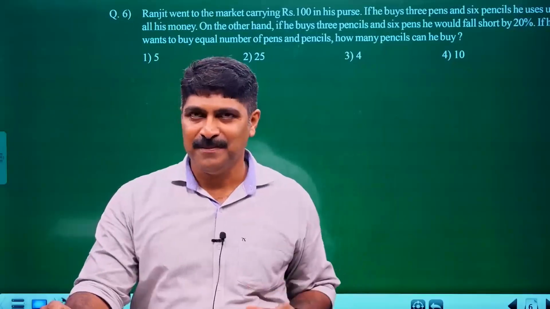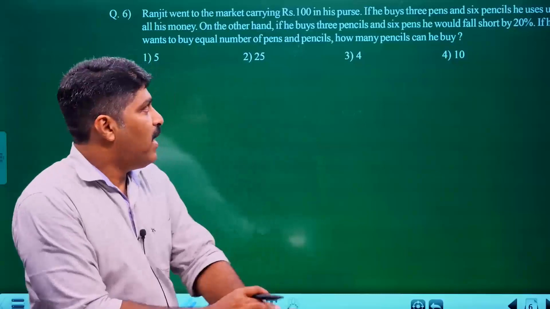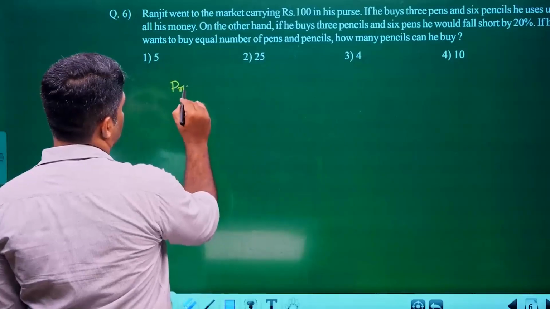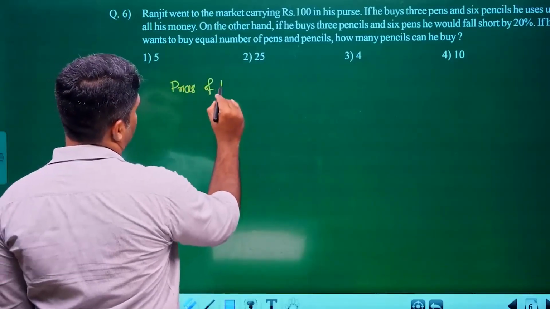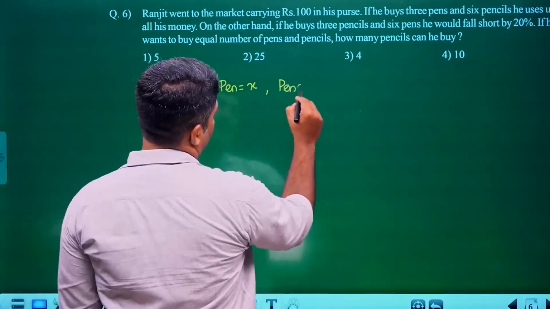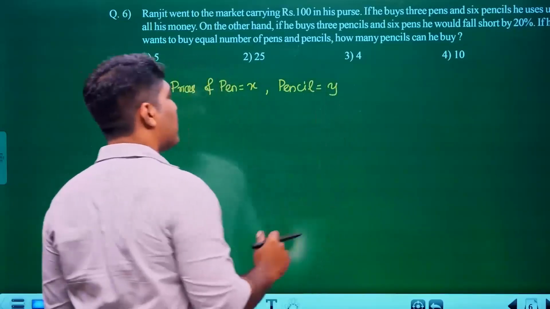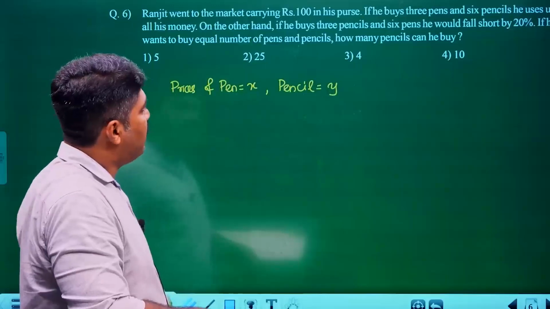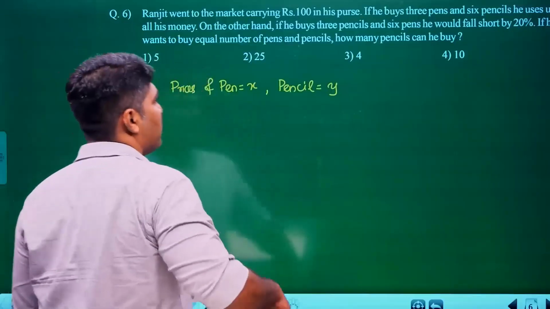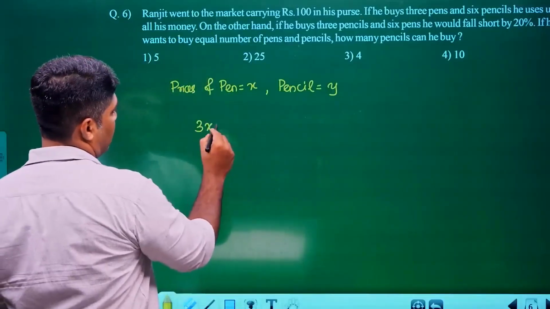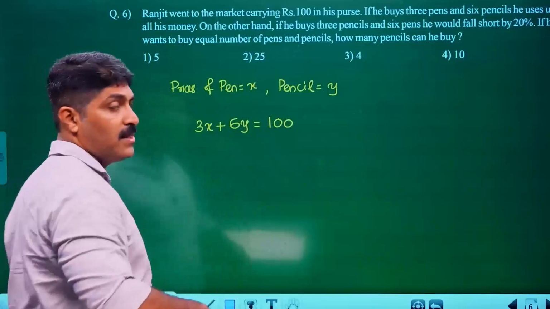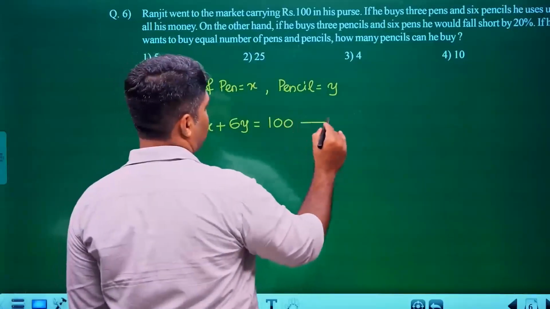So, from the second statement, how to tackle this one? First of all, for the convenience of our rough work, I am considering the price of a pen as X and the price of a pencil as Y. Got it? So the price of each pen and pencil are X and Y. It is given that he buys 3 pens and 6 pencils, and he spent the entire 100 rupees. So that's the first result.